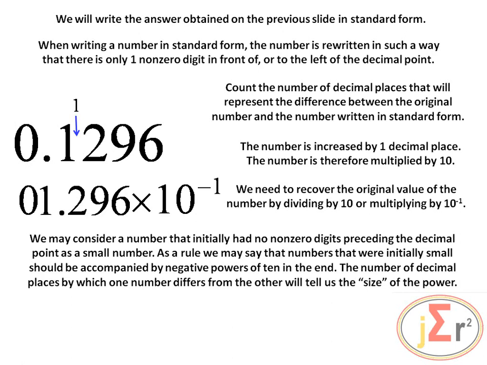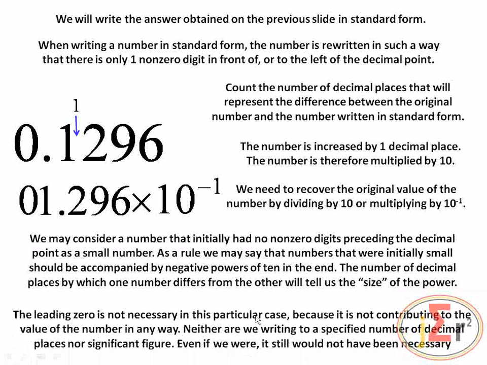In the end, we are sure that small numbers will have a negative power. So we decide on the sign of the power first. And then, how large is the power? The number of decimal places by which one number differs from the other tells us the size. So the difference is by 1 decimal place. So the size is 1. Initially small number, the sign is negative.